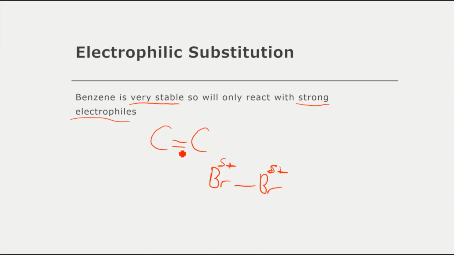So then what would happen is that double bond would attract the bromine, as that has a partial positive charge. But in the case of benzene, the bromine cannot react because the benzene is very stable, and that's why it will only react with the strong electrophiles. So we can't react with Br delta positive charge. If it was Br just plus, then the benzene might be able to react with that. So that's why we want these strong electrophiles.